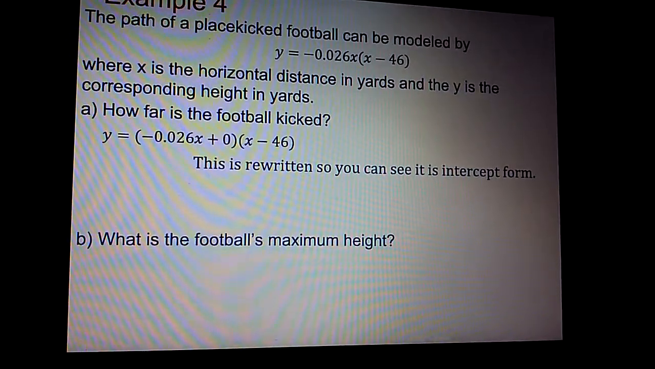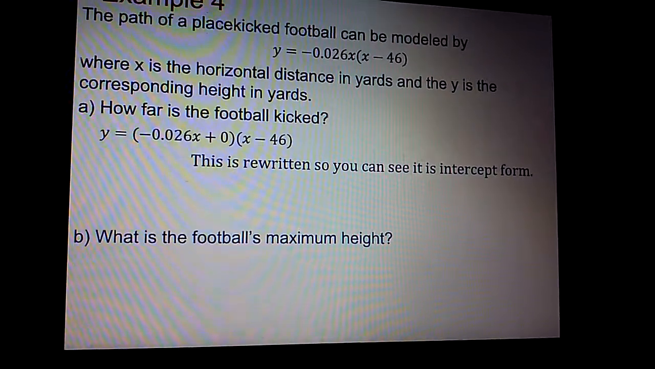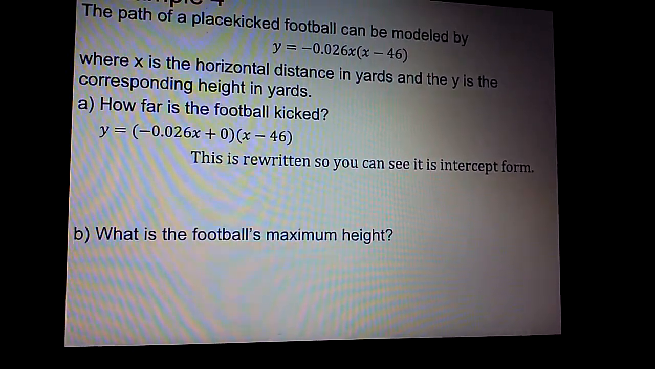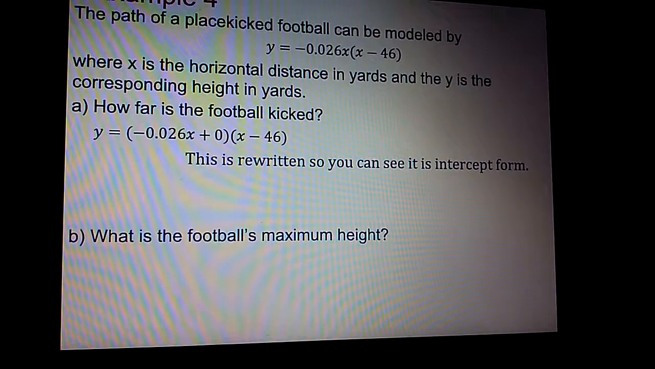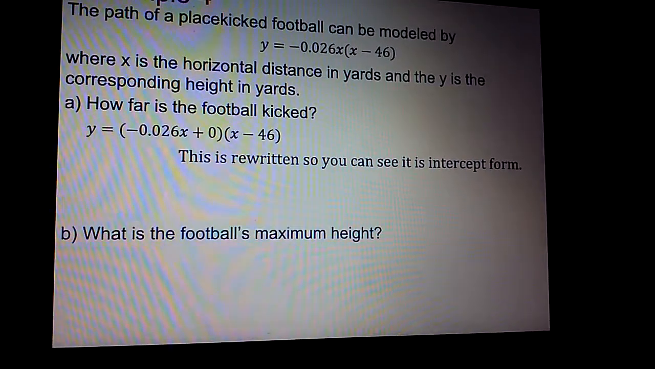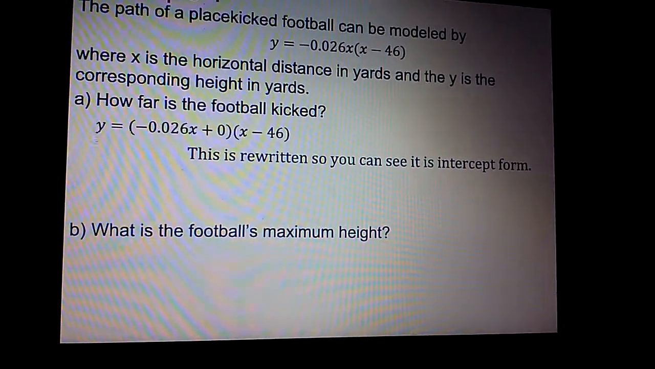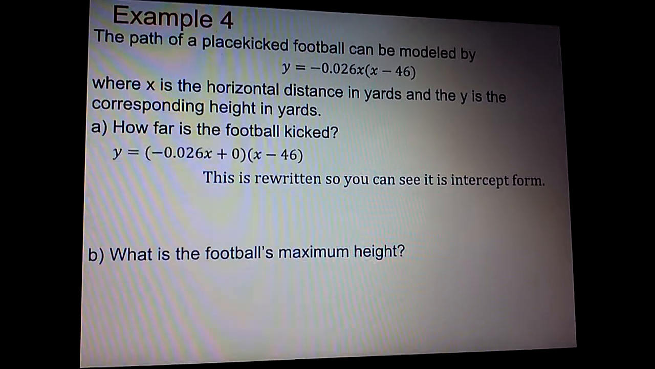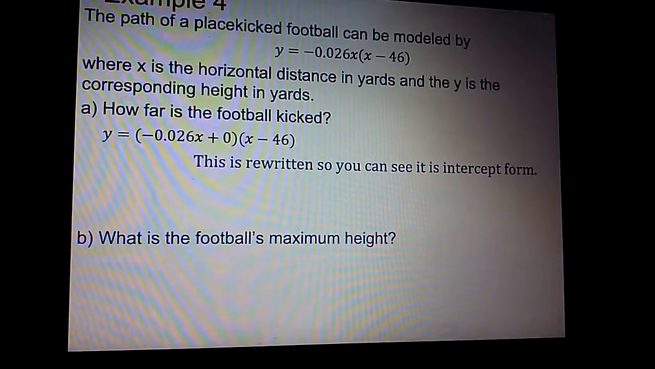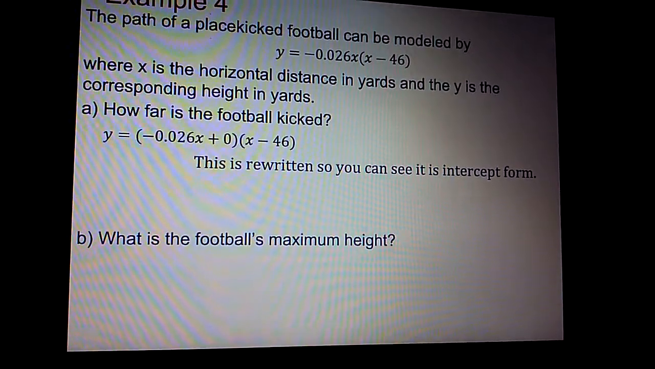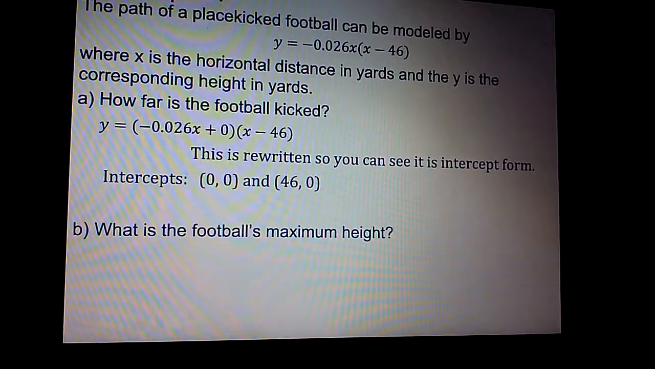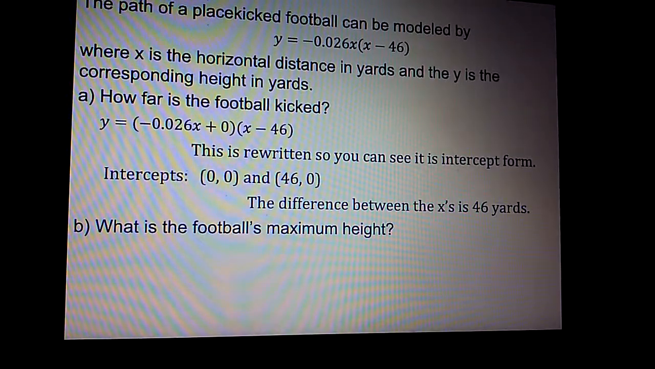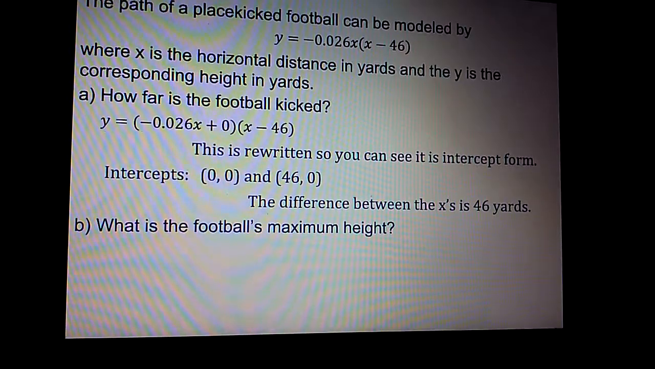Remember, p and q are our x-intercepts. And when you're talking about kicking a football, the ground is acting like your x-intercept. So when you're thinking of where this football intercepts the ground, you're thinking at the beginning when it's on the ground before they've kicked it, and later when it hits the ground after they've kicked it. So these two are telling us how far the football goes. It's starting at 0, it's landing at 46, so it has gone 46 yards. Super easy, right?